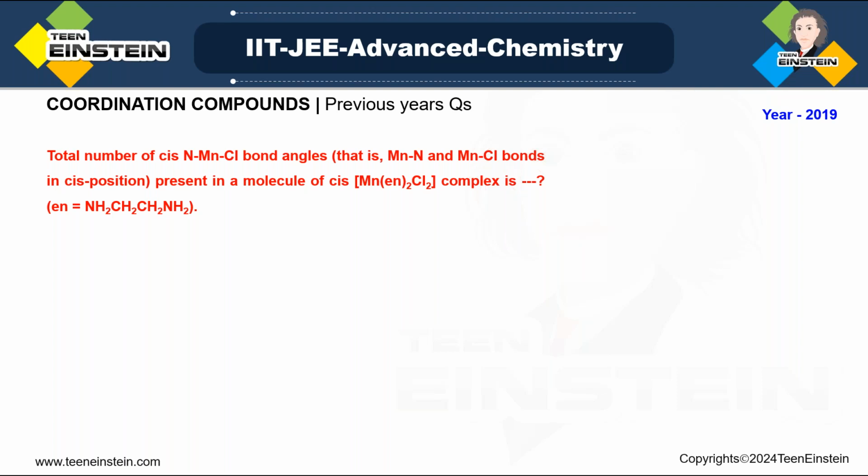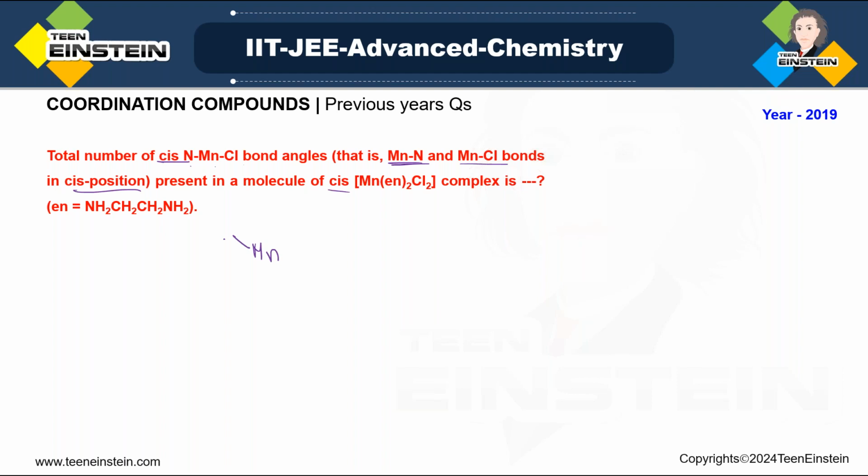This question is very interesting. Here it is numerical type, so you just have to put an integer. It is asking the total number of cis N-Mn-Cl bond angles. So which bond angle? The angle between the manganese-nitrogen and manganese-chlorine bonds. That angle you have to find, but not just any position, only in cis position, present in the molecule of cis-MnEn2Cl2. So first we will draw the complex.